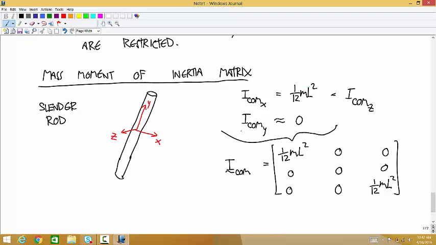Where this goes to the x and z diagonals in that matrix, and this goes to the y diagonal in that matrix.